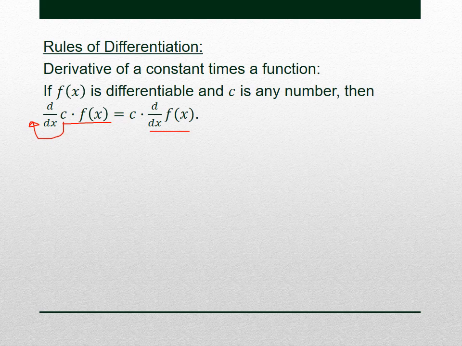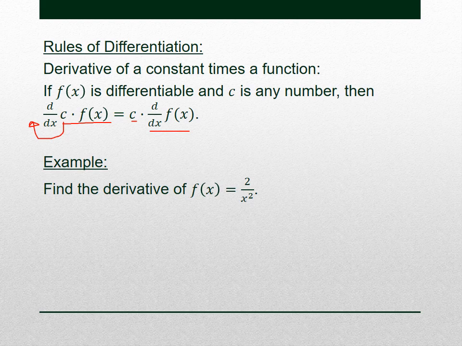All right, so that just means you can always bring that constant along for the ride when you're taking the derivative, and you just take the derivative of whatever was left. So for example, how would you take the derivative of 2 over x squared? All right, so 2 over x squared. Well, what we'd have to do is rewrite that as 2 times x to the, well, if it's an x squared in the bottom, then if we want it in the top, it'll become a negative 2.